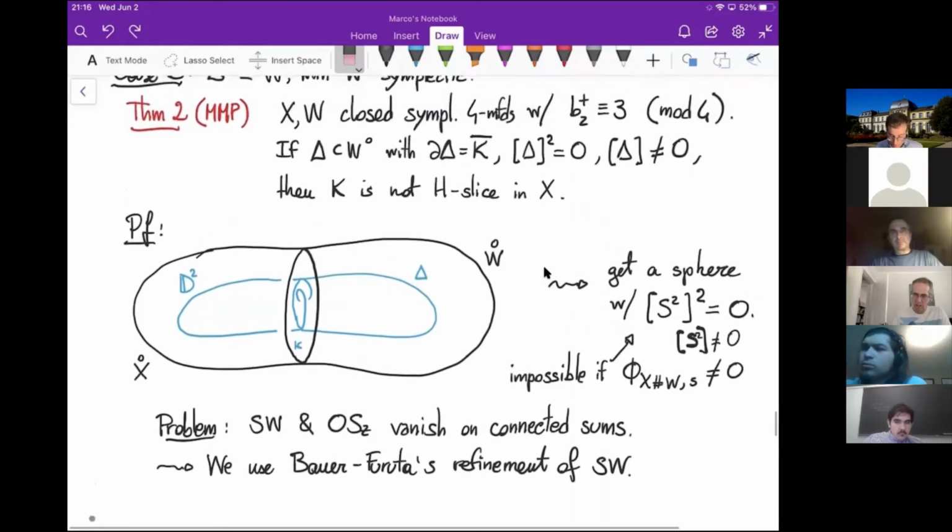One such example is when X and W are closed symplectic four-manifolds with b2 plus congruent to 3 mod 4. In such a case, you can compute what the Bauer-Furuta invariant is, and you can compute that the Bauer-Furuta invariant for the connected sum is non-vanishing.